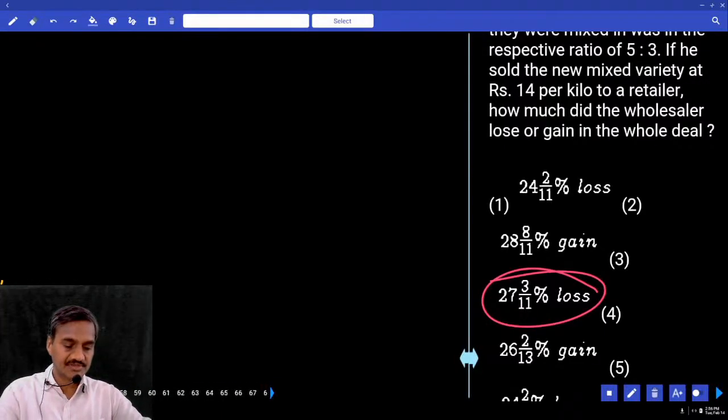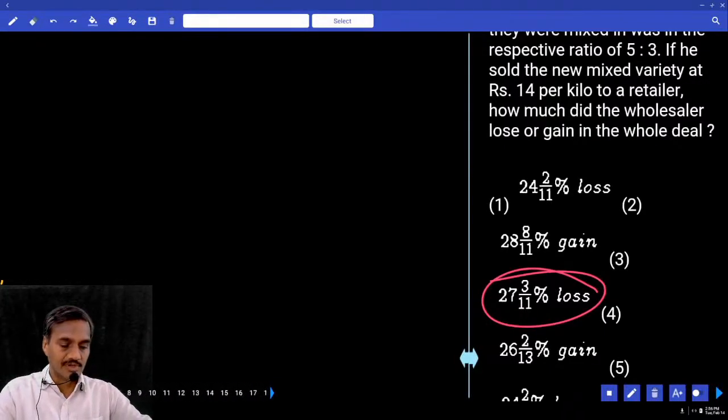Paper number 48. Now in this question numbers 1 to 5.